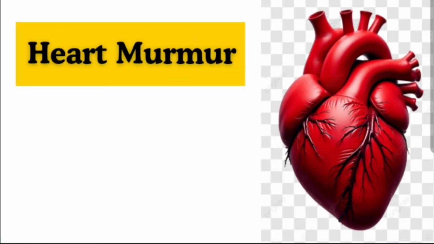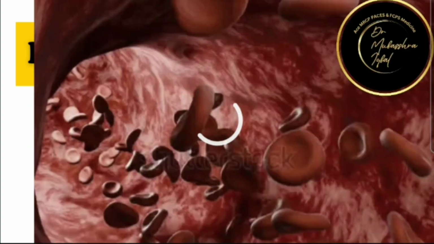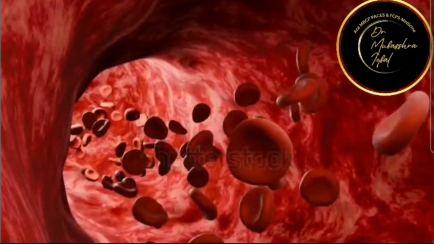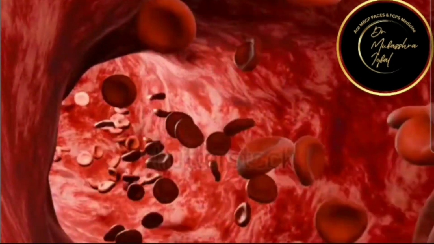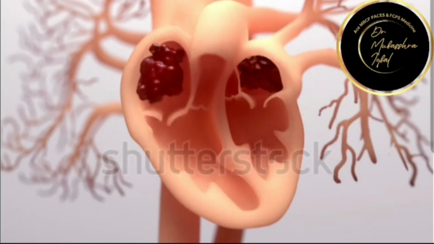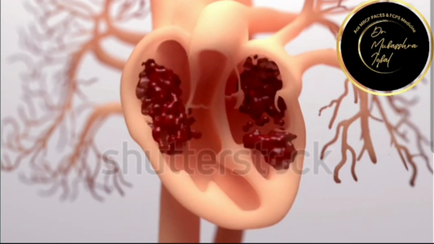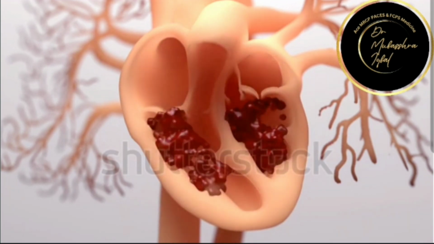Heart murmur is a sound produced by turbulent blood flow within the heart, which is auscultated by putting the stethoscope on the precordium. Normally, the blood flow through the heart is smooth and normal heart sounds are due to closing of the valves, specifically mitral and tricuspid valve. However, if blood flow is not smooth, it is called turbulent flow, that is the disruption of smooth and laminar flow.